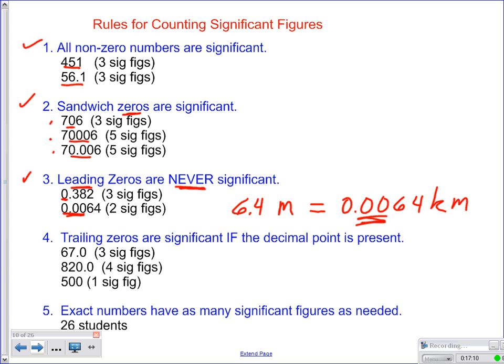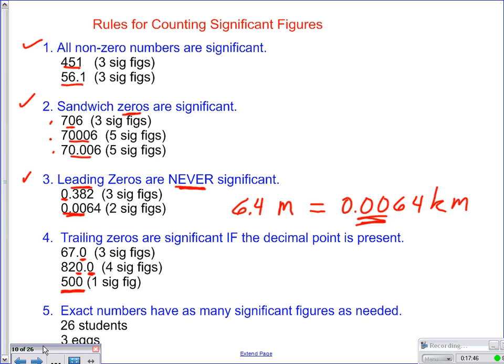Okay, number 4. Trailing zeros can be significant, and they are significant only if the decimal point is present. So for example, here, this 0 is that last estimated digit, so it is a significant figure. Here, this one's a measured value, this one was estimated. All of those are going to be significant, so you have 4 significant figures. But now, because we don't have a decimal point in this last one, the trailing zeros are not significant. There's only one significant figure in this.